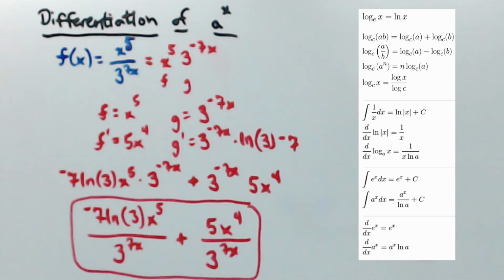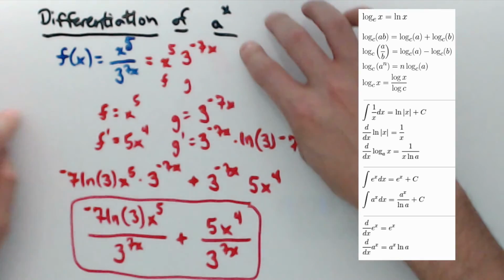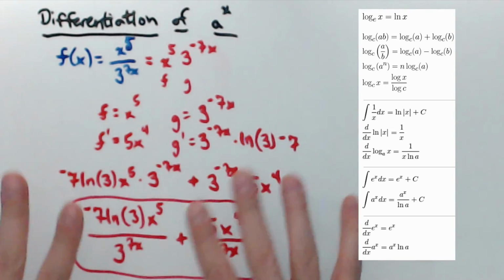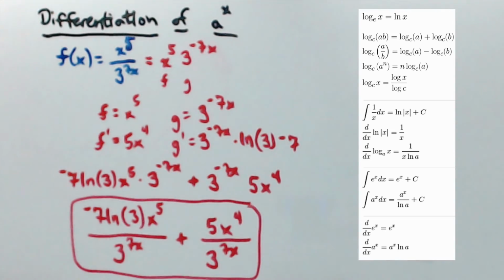So that's the differentiation of a to the x. Again, this is when the bases are not equal to e. This is an example problem, so if you have any questions on anything in this video, let me know.